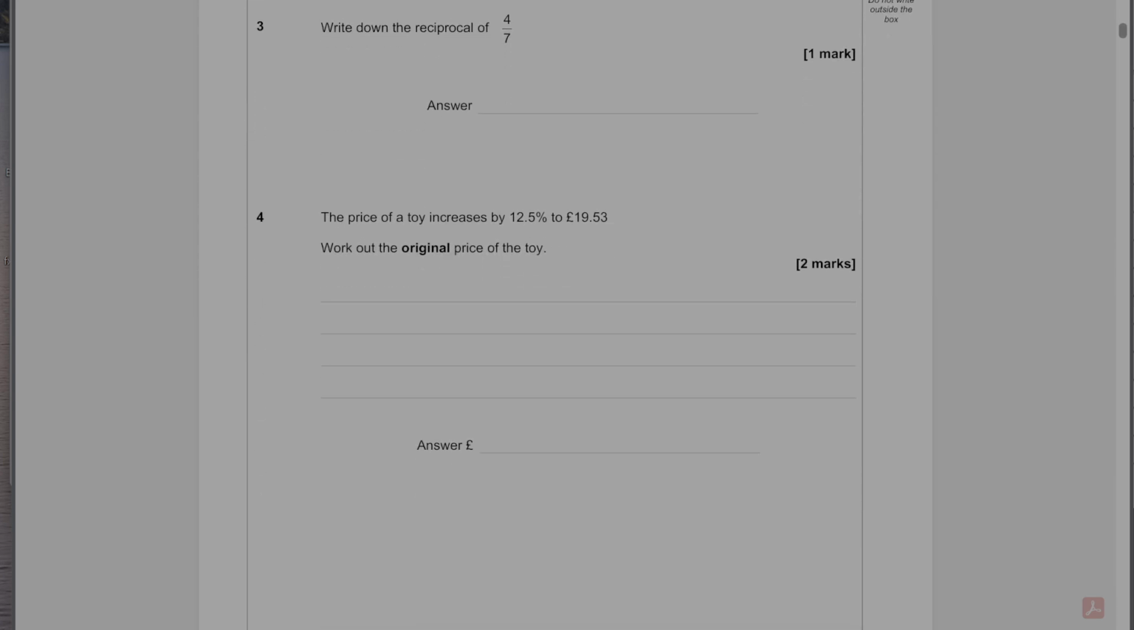Right. Question 3, write the reciprocal of 4 over 7. So the reciprocal of 4 over 7, we flip the numerator and the denominator over, or you can say what do you need to times that by to get 1. And you can see that in a more visual way. So it's going to be 7 over 4. I'm sure you could get away with 1 3/4 there, but I would tend to go for 7 over 4.